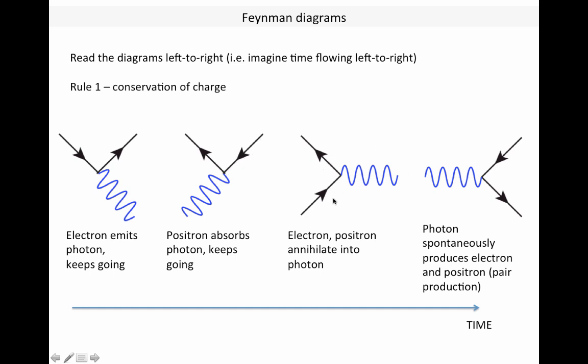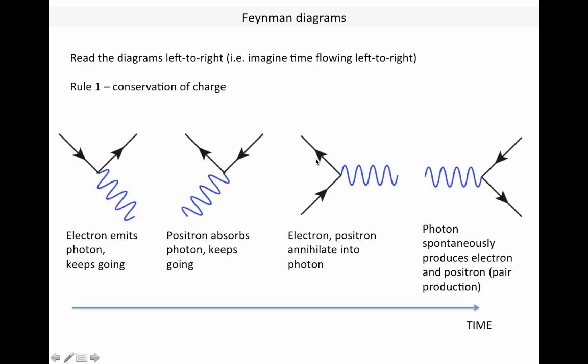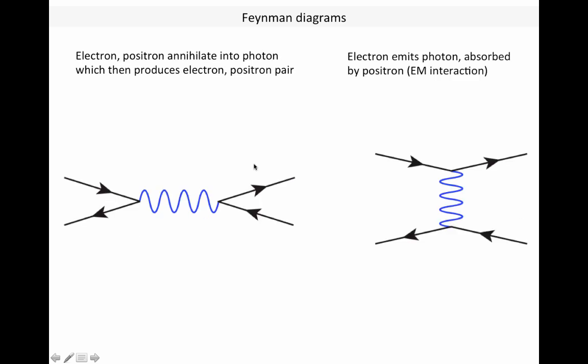In this third diagram here, we have an electron coming in, meeting a positron, and they annihilate and turn into a photon. Whereas in this fourth picture here, we have a photon coming in, and it turns into a positron and an electron. Okay, here are a couple more examples. In the diagram on the left, we have a positron coming in and an electron coming in. They annihilate to produce a photon, and then that photon turns back into an electron and a positron. So this is one way that an electron and positron can interact with each other. There's a second way though.